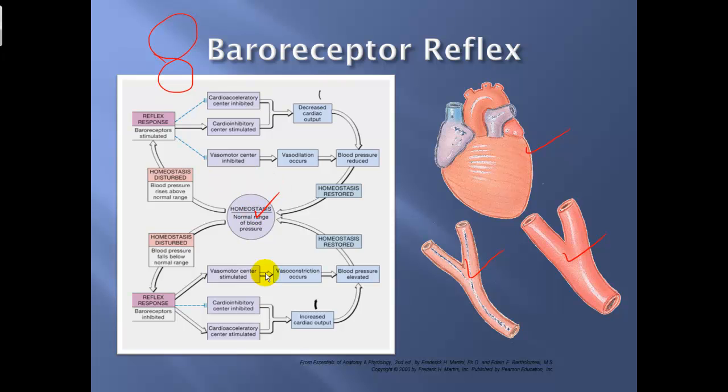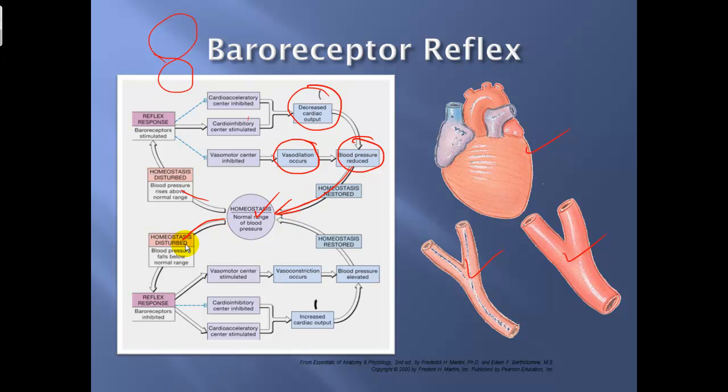So homeostasis, blood pressure rises above the normal range. The baroreceptors are stimulated because they feel the pressure. They're a receptive area in the vessels. The cardiac acceleratory center is inhibited, so please do not turn on the gas. The cardiac inhibitory center is stimulated, so we get a vagal response. We get a decrease in cardiac output. Vasomotor center is inhibited, so we get vasodilation occurring, and hopefully the blood pressure reduces and homeostasis is restored.